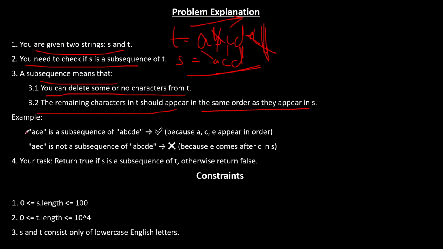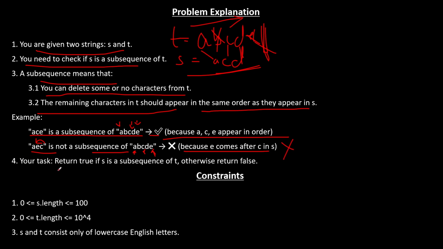If you take one more example here, ACE is a subsequence of ABCDE. Why? A is here, C is here, and E is here. It appears in order, right? But AEC is not, because A is there, fine. C is there, fine. But E is after C, whereas in this case we have E before C. So because E comes after C, it is not a subsequence.